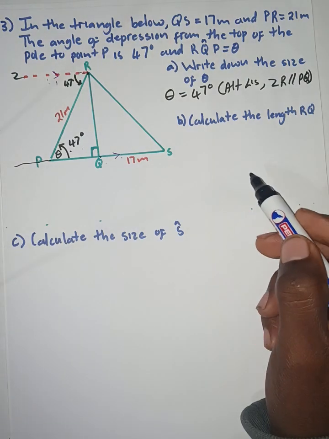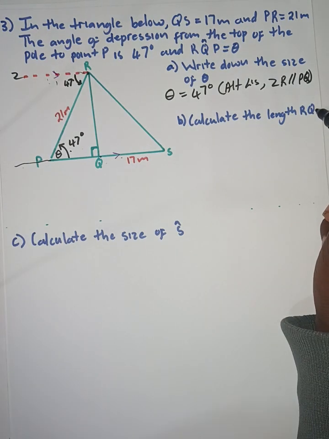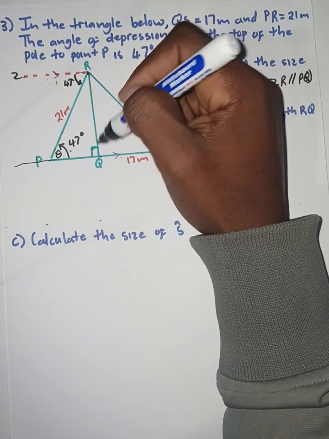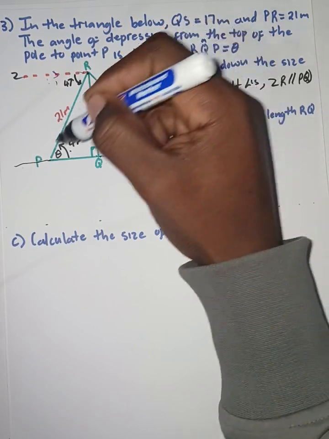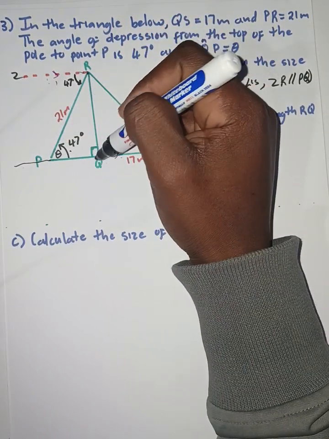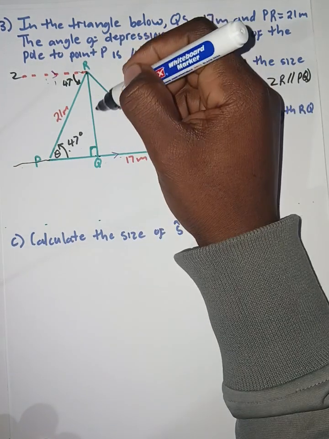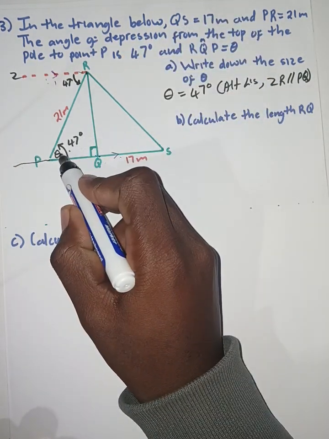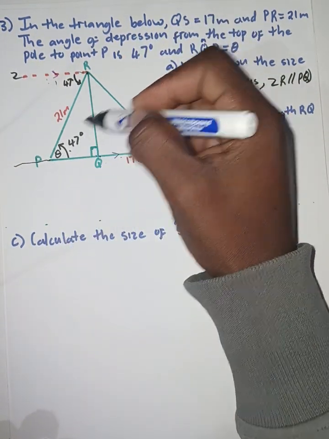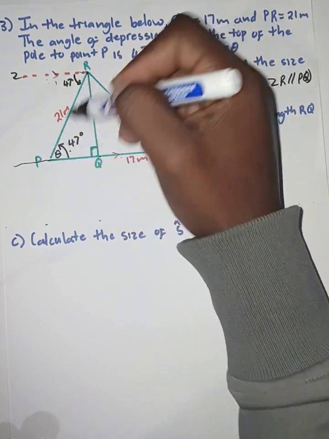So they say calculate the length of RQ. Now RQ would be, of course, that length there. Again, you can see that that is a right angled triangle. So in this case, we are looking for the opposite. We have that angle there. We are looking for the opposite. We are given the hypotenuse in this case.